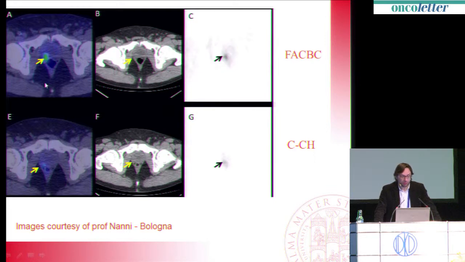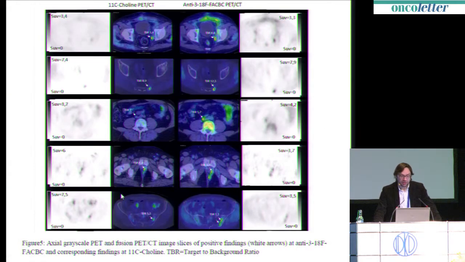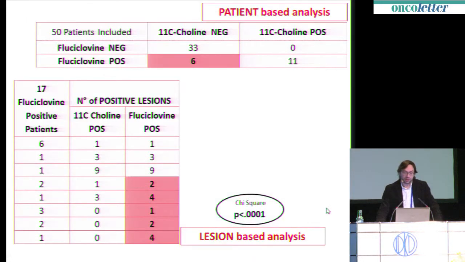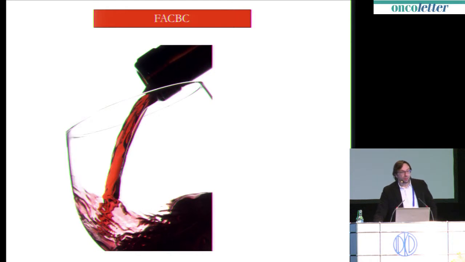That's one example of local recurrence. There are several examples, again, of FACBC as compared to choline, with better evaluation, better visualization with FACBC. So I guess that also in this case, we make an evaluation on a lesion basis, and it was always in favor of FACBC.